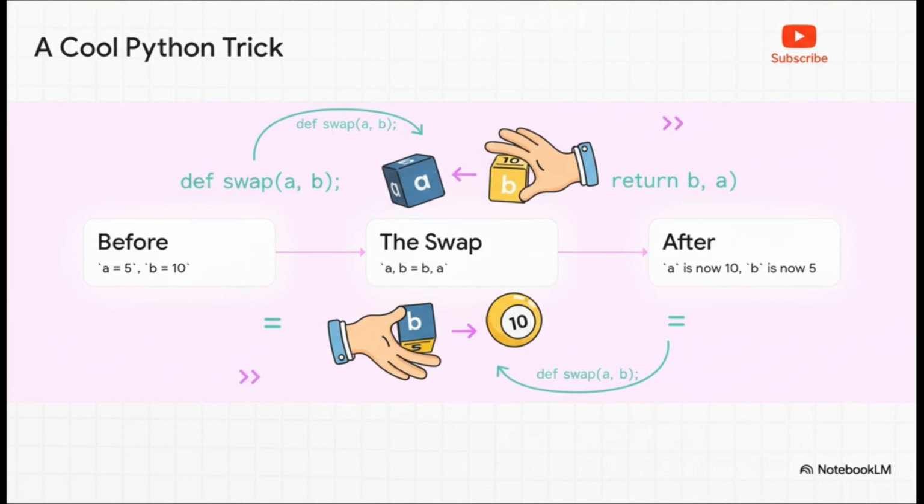And here's a fun little party trick for you. In most programming languages, if you want to swap the values of two variables, you need a third, temporary one to help out. But in Python, it's just one beautiful, clean line of code. You just say a, b = b, a. And boom, they're swapped. It's just so elegant.